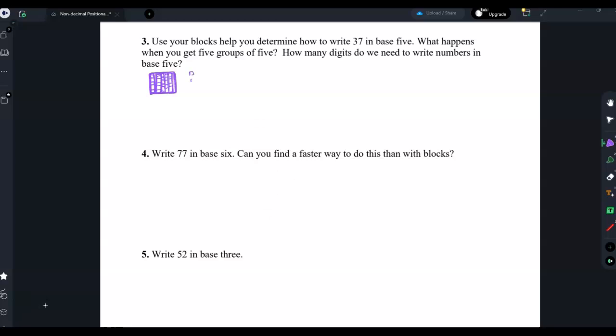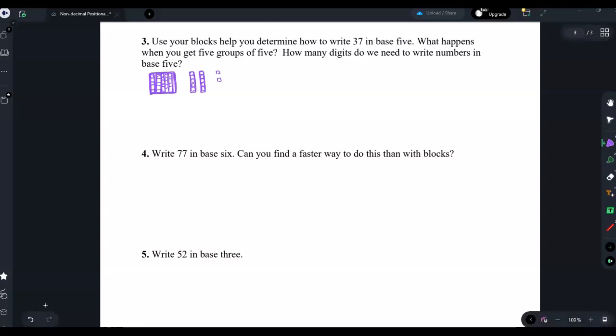Here's 26, 27, 28, 29, 30. There's a group of 5, so that becomes a rod. So now I'm at 30. This is 31, 32, 33, 34, 35. There's another rod, since that's another group of 5. And then 36, 37, and that's what I was counting to, 37.